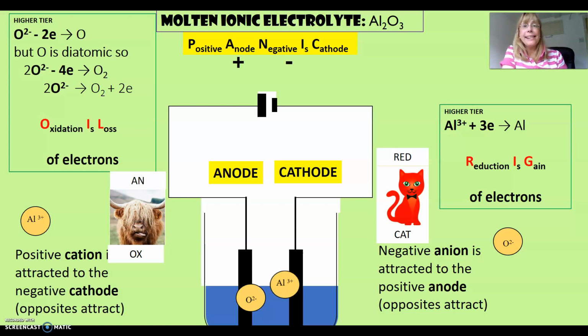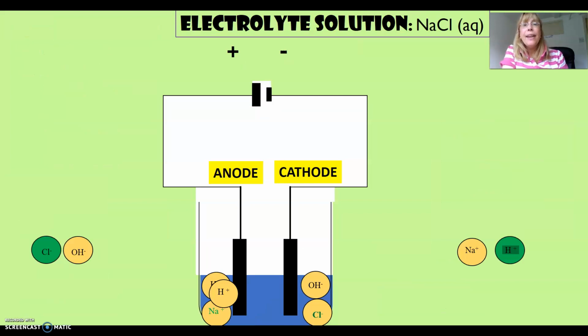Now let's look at our second example. If the electrolyte is a solution, for example, sodium chloride, something slightly different needs to happen. So with sodium chloride, the sodium chloride is dissociated into sodium ions and chloride ions, and water dissociates into hydrogen ions and hydroxide ions, OH-.